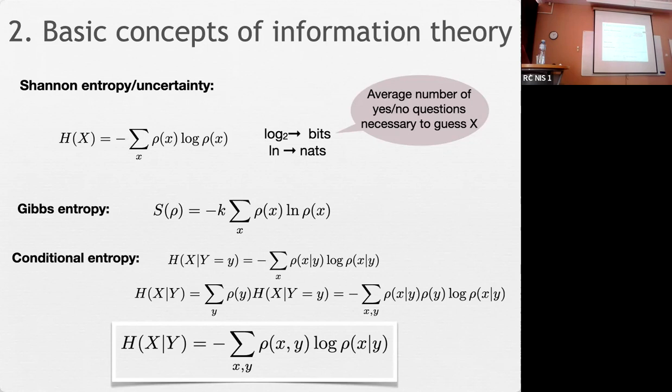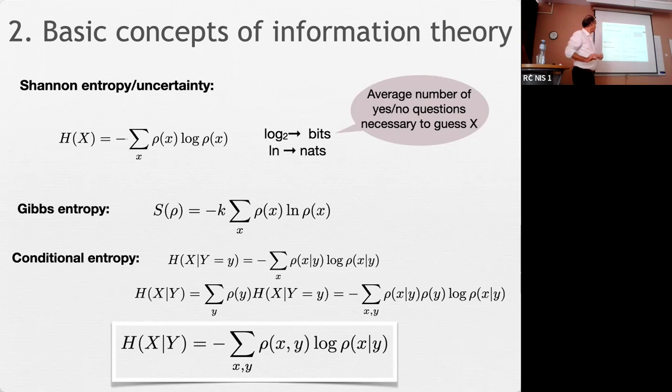H tells you how much you can compress a file formed by random variables. Take this into account: the Shannon entropy is always the minimum amount of bits that you need to describe something.